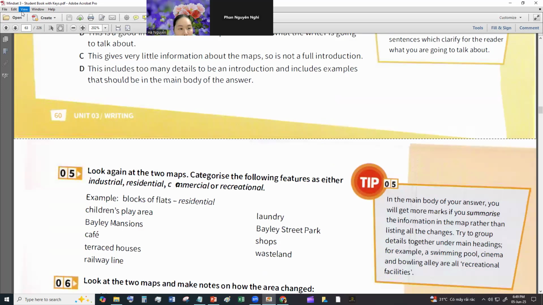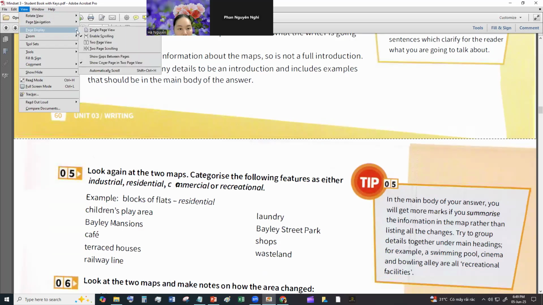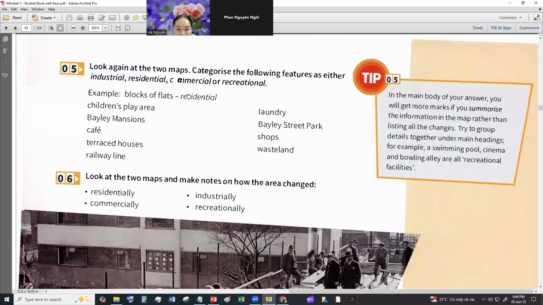Now, I'd like you to look at the maps again. Look again at the 2 maps. Categorize the following features as either industrial, residential, commercial, or recreational. Okay, so why are you doing this?